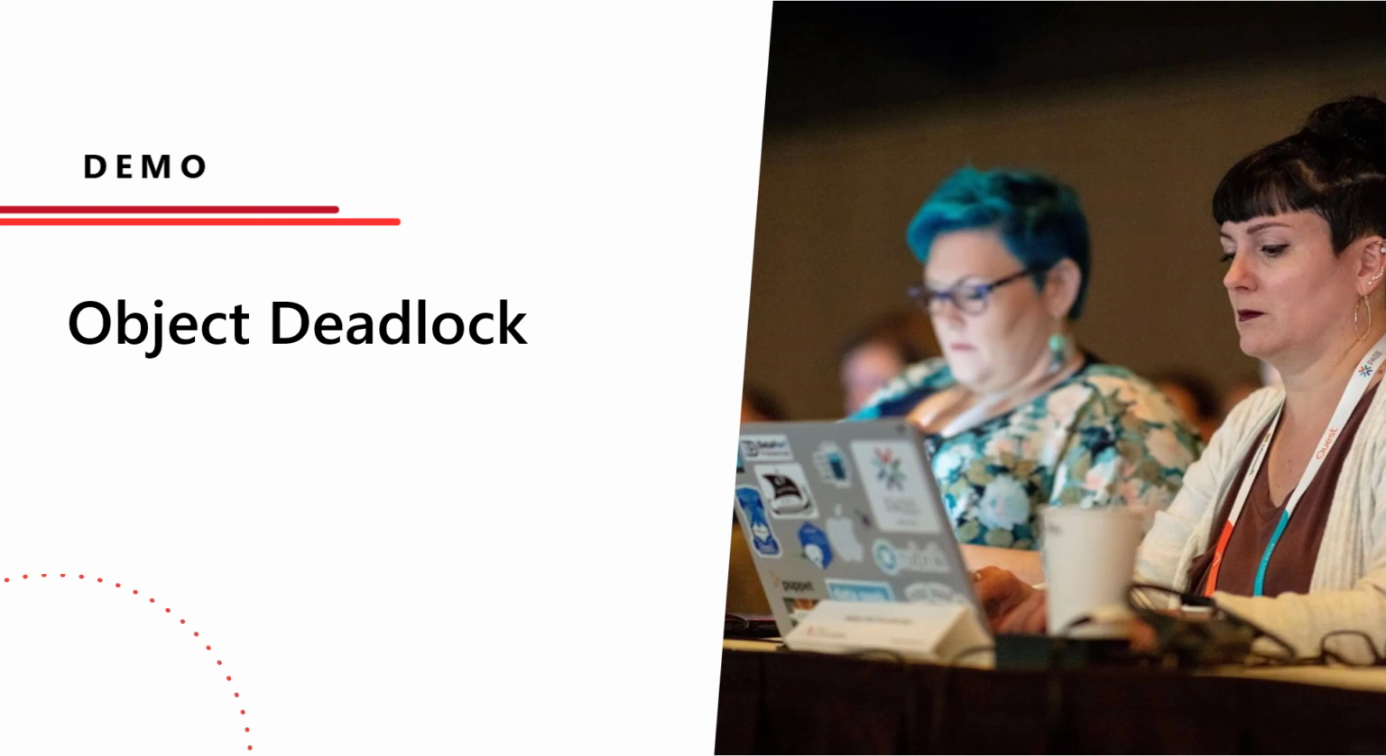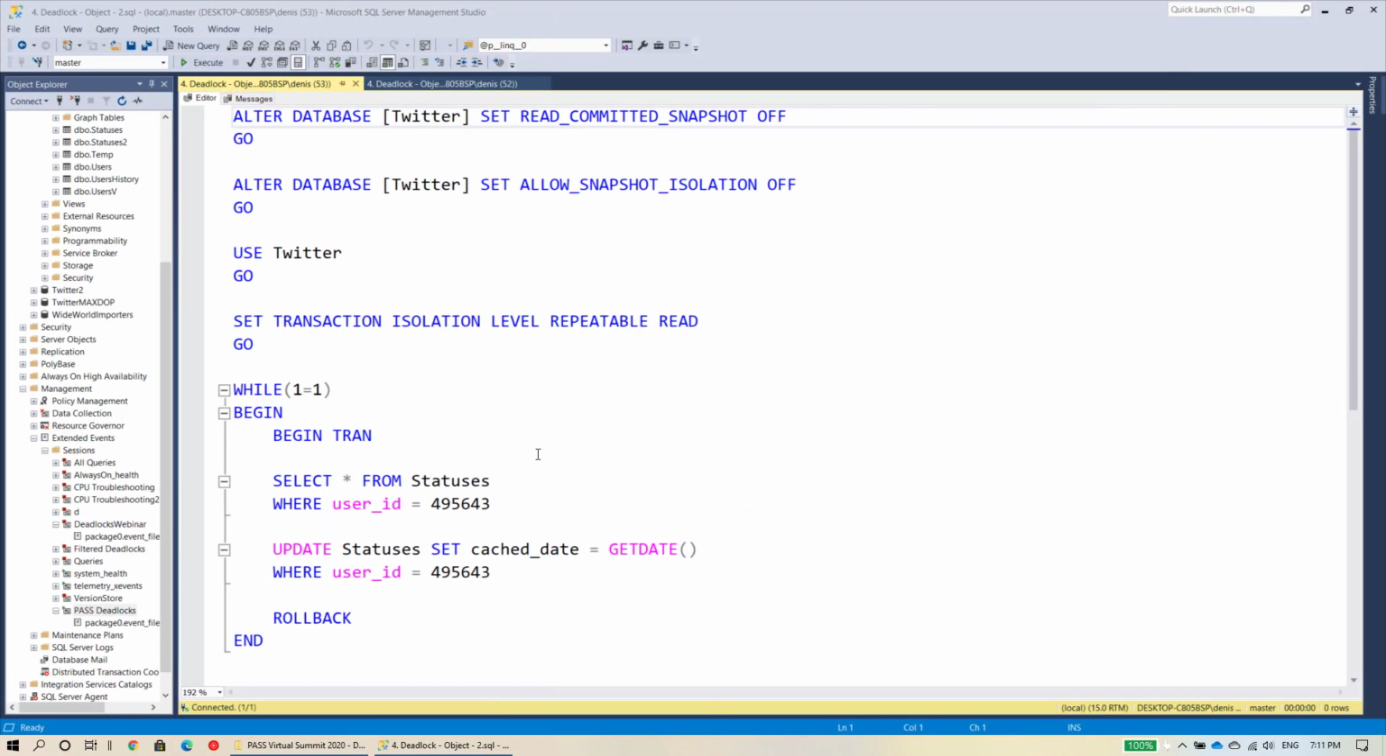The next case I called object deadlock. In this case, we will continue using the isolation level repeatable read, and in the first transaction I'm selecting all from statuses where user ID equals some value, and then I update statuses for this particular user.